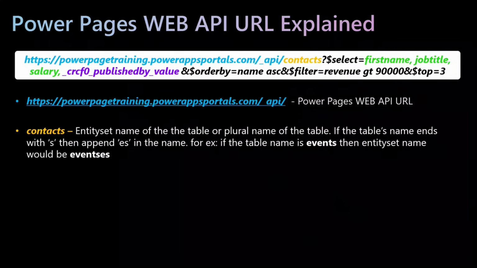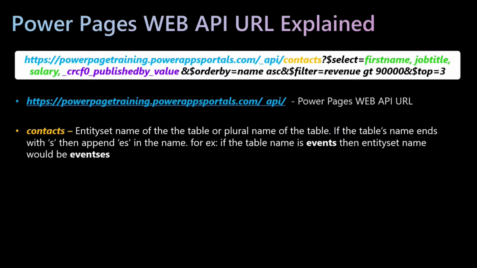So there are a couple of names of the table. The first is the logical name, schema name, and the entity set name. So there are a couple of properties in the Dataverse for an individual component. For a table also, we have the logical name, the schema name, and the entity set name. So here you have to use the entity set name.